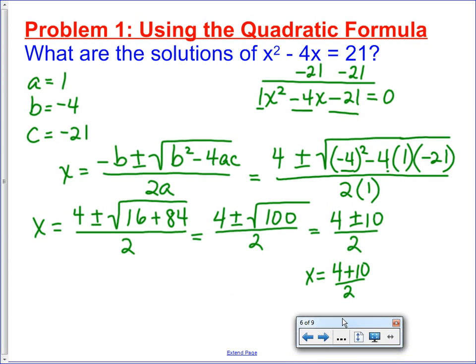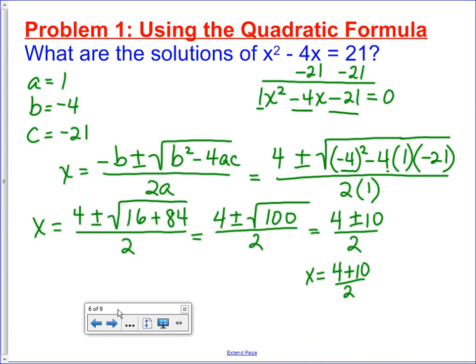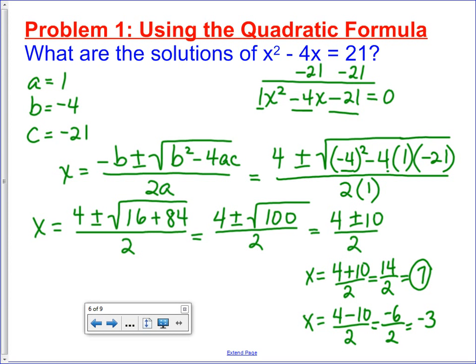and move this out of the way. I'm going to have x equals 4 minus 10 divided by 2. Simplifying each of these expressions, 4 plus 10 would be 14, divided by 2 would be 7, and 4 minus 10 is negative 6, divided by 2, which is negative 3. So my two solutions, also known as the roots of the equation and the x-intercepts of the graph, would be x equals negative 3 and positive 7.